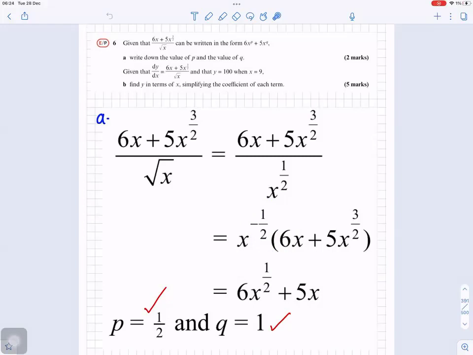Now you do the next one, x to the minus a half times x to the 3 over 2. You add them. 3 over 2 plus minus a half is the same as 1 and a half. 3 over 2 is 1 and a half minus a half. It gives you 1. So you get x to the 1, and then you have the 5. So 6x to the half plus 5x to the power 1. So what is your p? Your p is the half, and your q is the 1 that is up there.